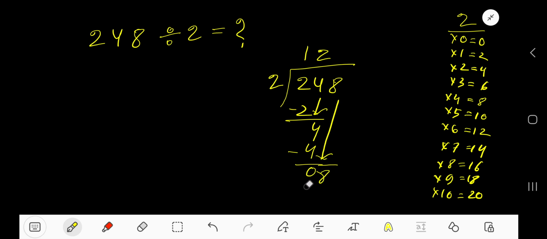8. 0 8 means 8. 2 goes into 8 how many times? 2 goes into 8 4 times. Write 4. 4 times 2 is 8. Subtract, 0. Our remainder is 0. So we are done. 124 is our answer.